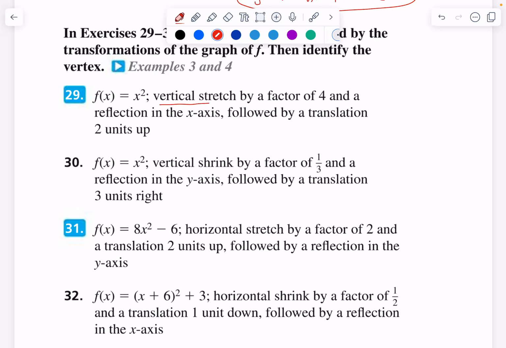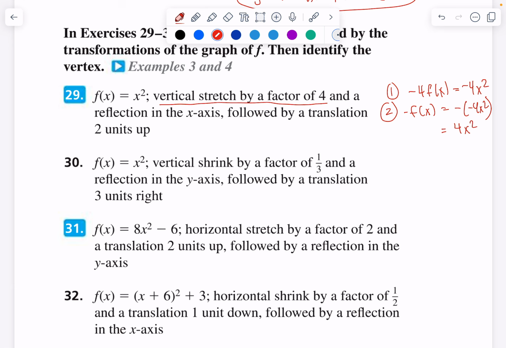So we got a vertical stretch by a factor of 4 and a reflection in the x-axis. So I'm going to do this all in one. So that's negative 4 times f of x. So that's just negative 4x squared. Step 2 is a reflection in the x-axis, so that's negative f of x. So that's just negative 4x squared, which is 4x squared.